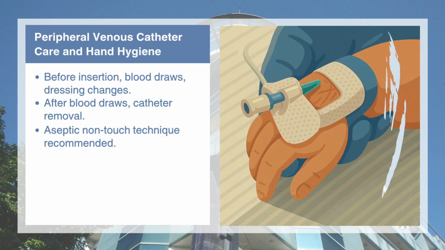Although peripheral lines are common, they can still cause serious infections if not properly cared for. Perform hand hygiene before and after handling the catheter, drawing blood, or changing dressings. Aseptic non-touch technique helps minimize the risk of introducing skin flora into the bloodstream.